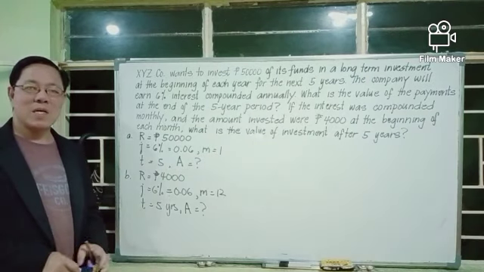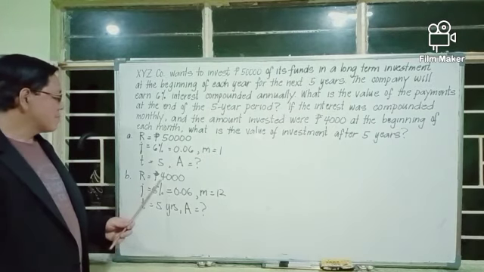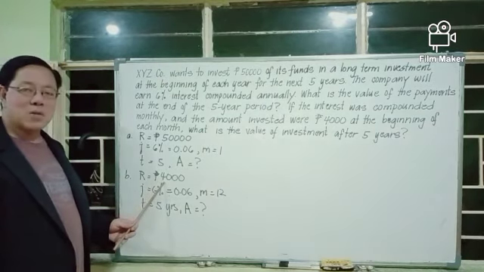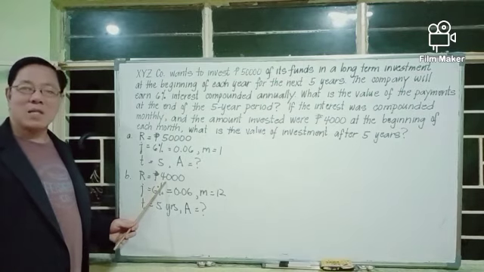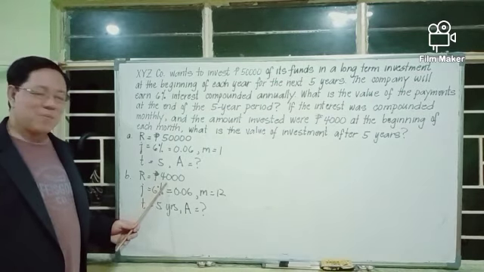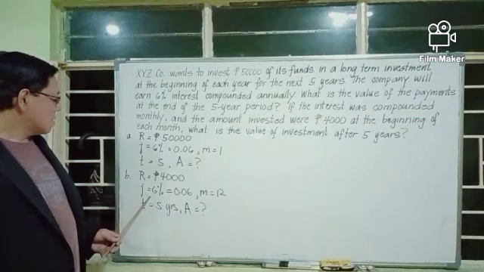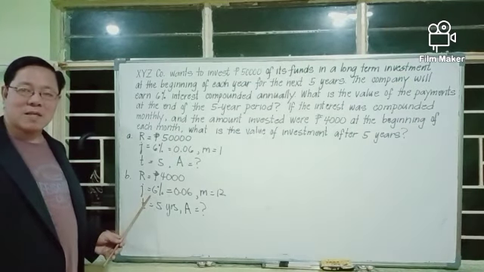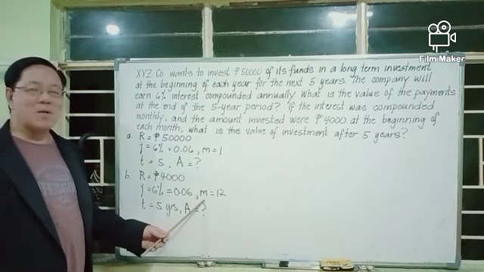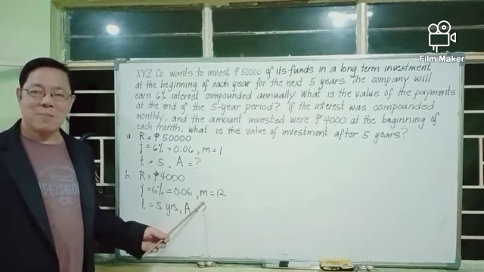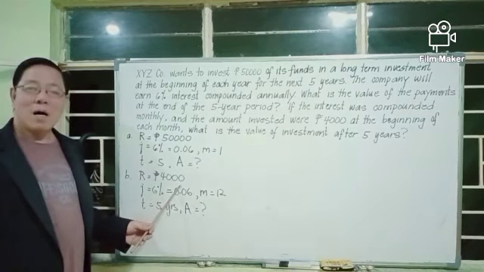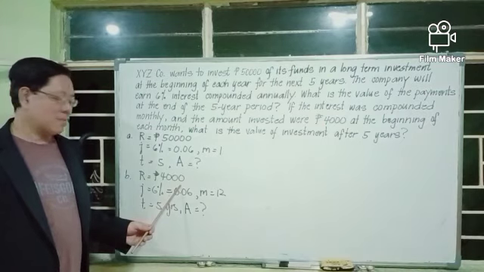In letter B, the payments now are equal to 4,000 pesos to be made at the beginning of each month for 5 years. The same interest rate, 6% annual interest rate, but now it's compounded monthly because the payments are to be made at the beginning of each month.